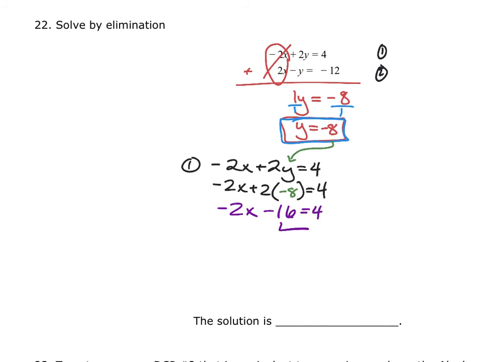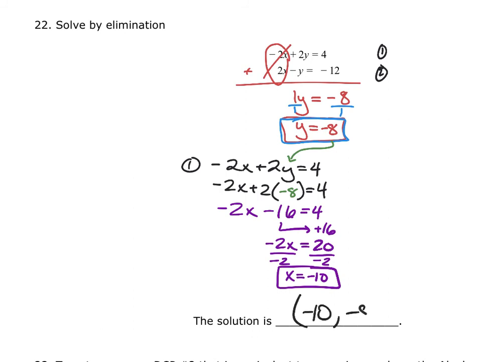We have only one variable left. Add 16 to the other side. You have negative 2x equal to 20. Divide by negative 2, divide by negative 2. x is equal to negative 10. So our solution here is negative 10 comma negative 8, because solutions are always a coordinate pair written x comma y. We have an x value of negative 10 and we have a y value of negative 8.